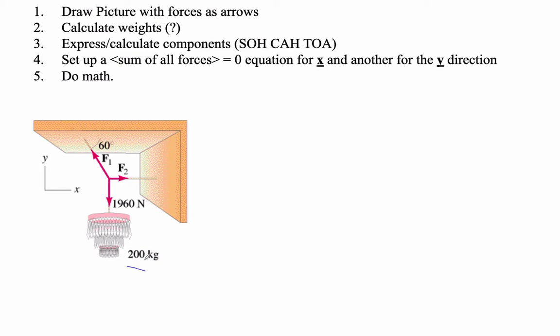200 times 9.81 is 1962. So 200, that's a good year. All babies born on that year are blessed.